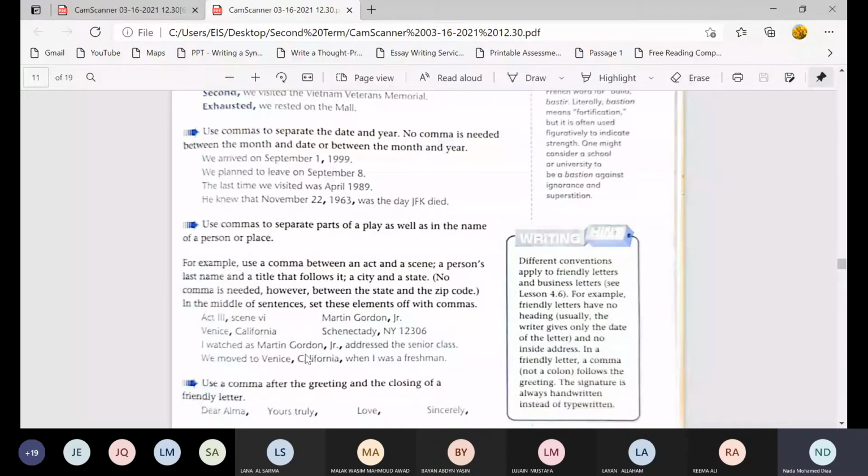Different conventions apply to friendly letters and business letters, because formal letters have specific rules. Okay, we took these before in writing, chapter 4. For example, friendly letters have no heading. Usually the writer gives only the date of the letter and no inside address. In a friendly letter, a comma, not a colon, follows the greeting. Okay, Dear friend, comma.